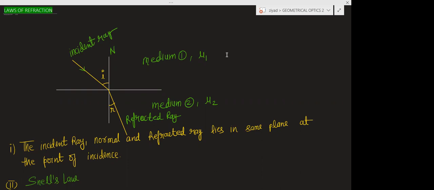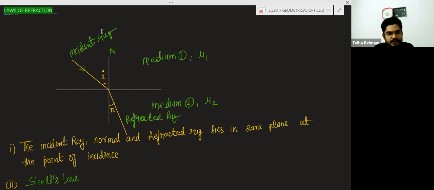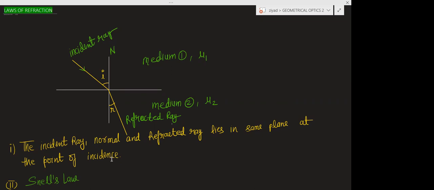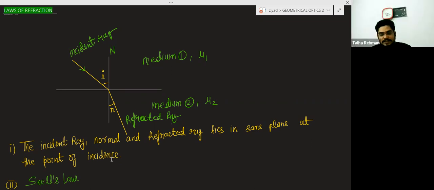So this is the incident ray. This is the refracted ray. So the laws of refraction: the first is that the incident ray, the normal, and the refracted ray lie in the same plane at the point of incidence. This is the first law, same as that of the law of reflection. The second law is given by Snell's law.